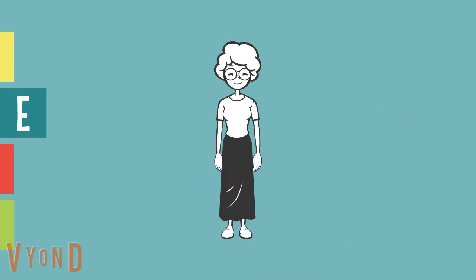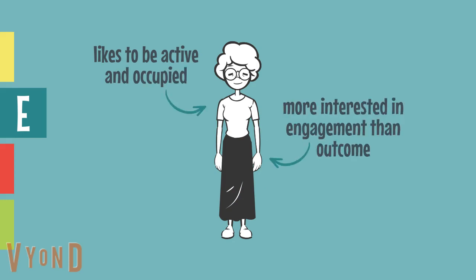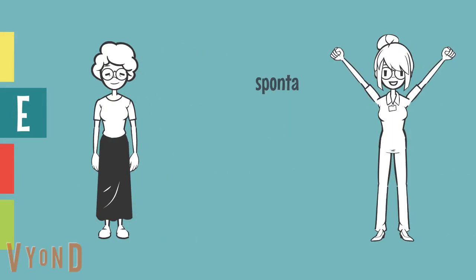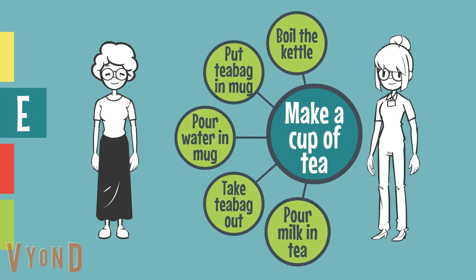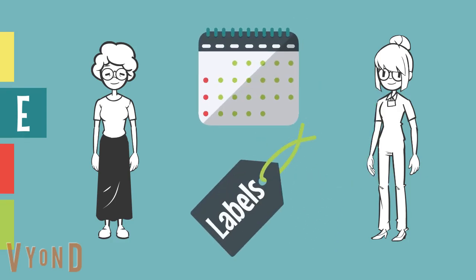Someone operating at the exploratory level likes to be active and occupied, and they're more interested in being engaged in a task than they are in the outcome. They can carry out simple and familiar activities, especially in familiar surroundings. A spontaneous and creative approach can be helpful at this level, and carers can support the person by splitting activities into manageable chunks. Direction should be very simple, and memory prompts such as calendars and labels can be very beneficial.